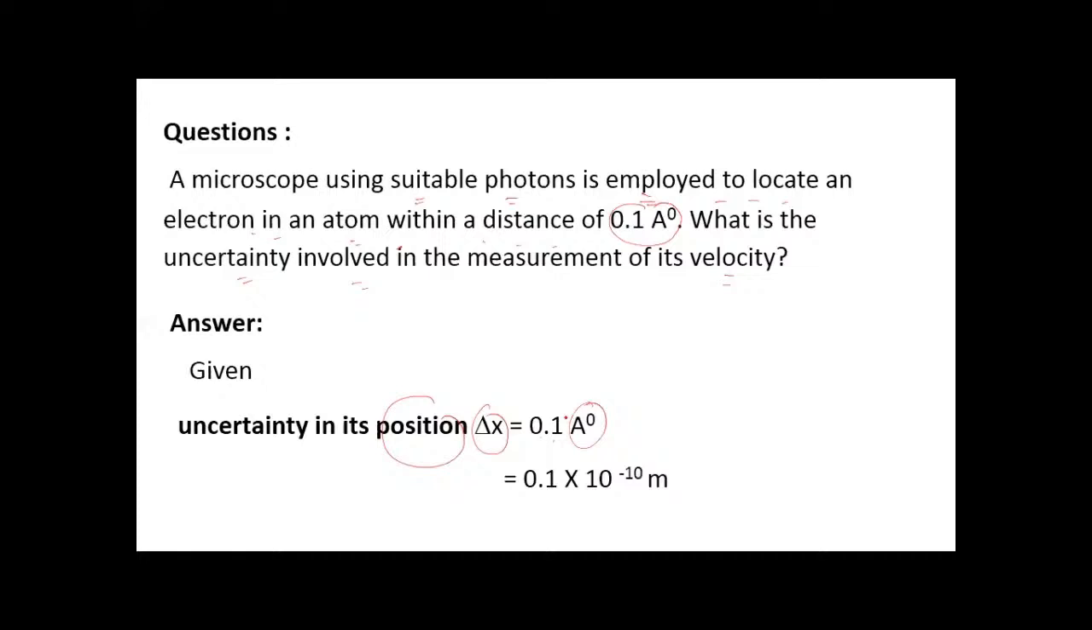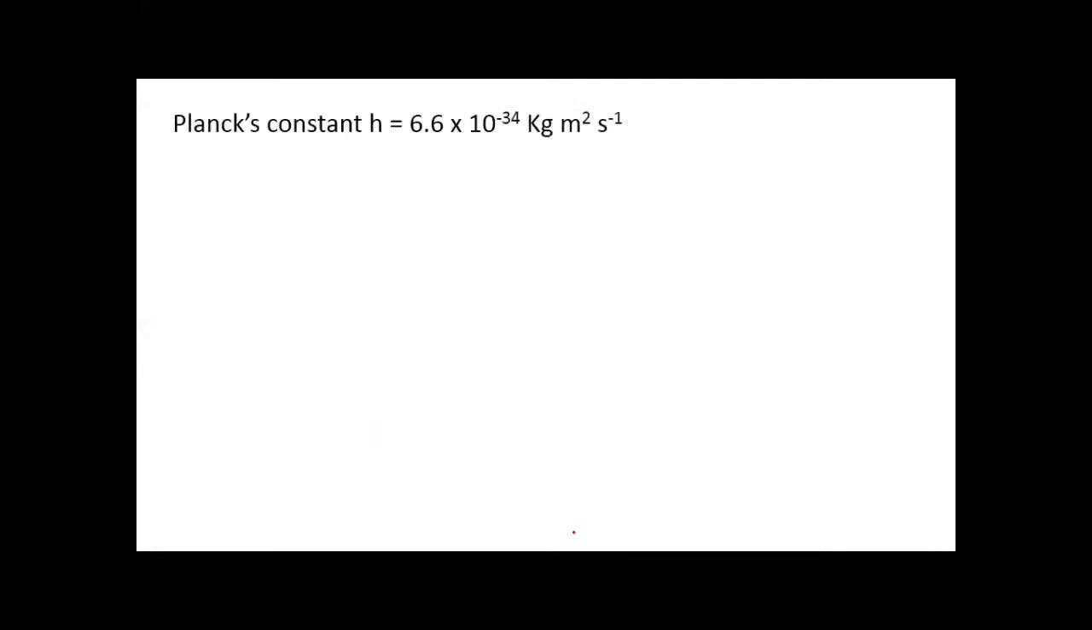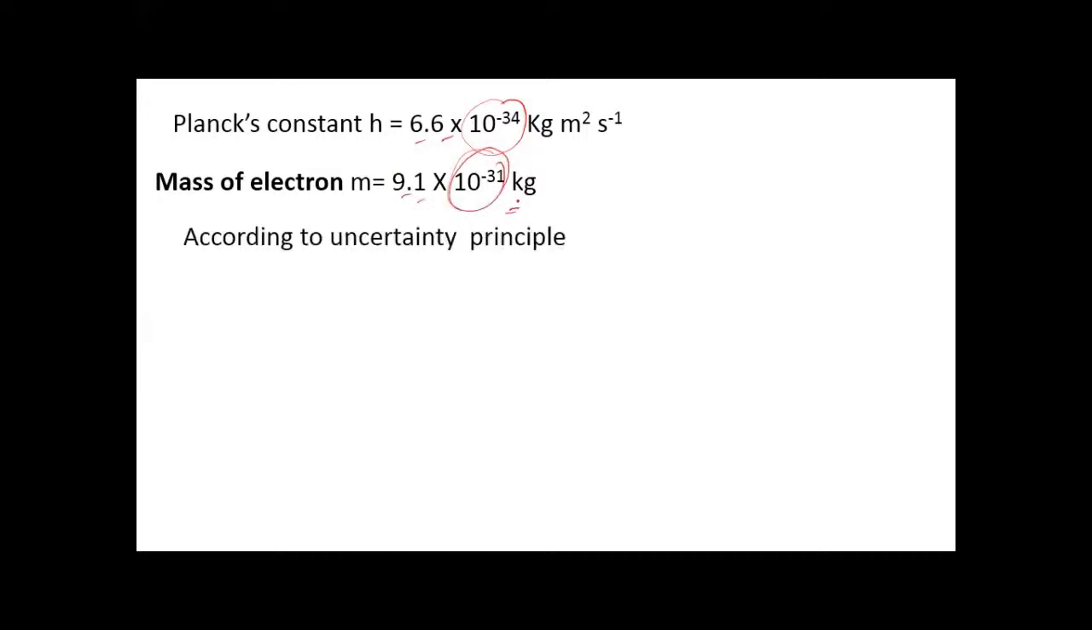When we change into meter, the value comes to be 0.1 into 10 to the power minus 10, or 10 to the power minus 11 meter. Planck's constant value is 6.6 into 10 to the power minus 34. The mass of electron m is 9.1 into 10 to the power minus 31 kg. According to uncertainty principle, delta x m delta v is equal to h upon 4 pi.